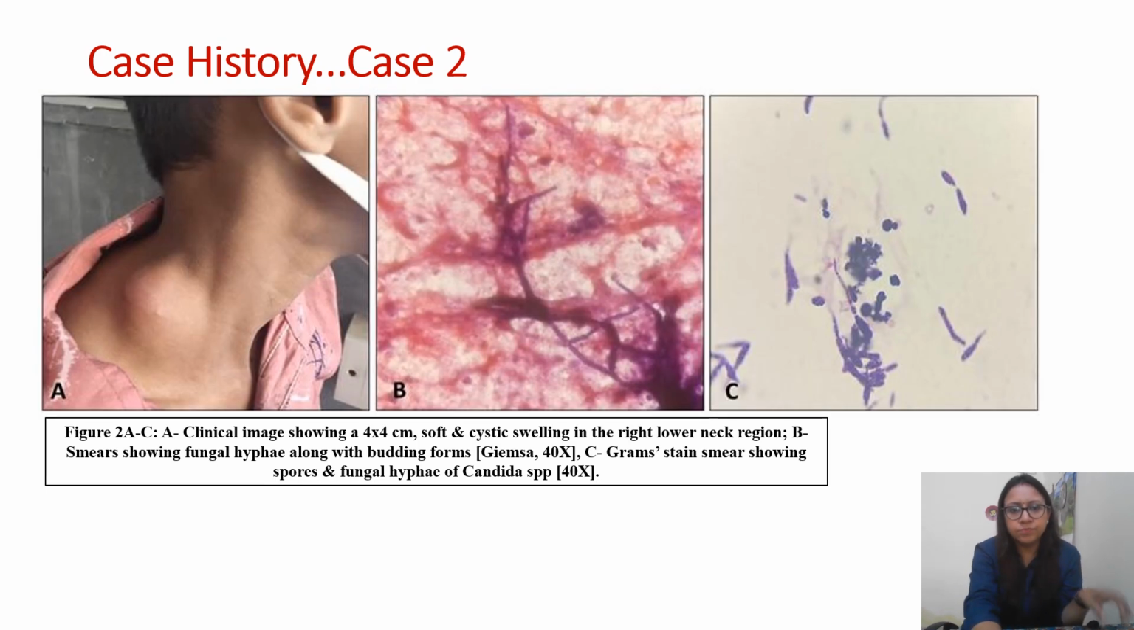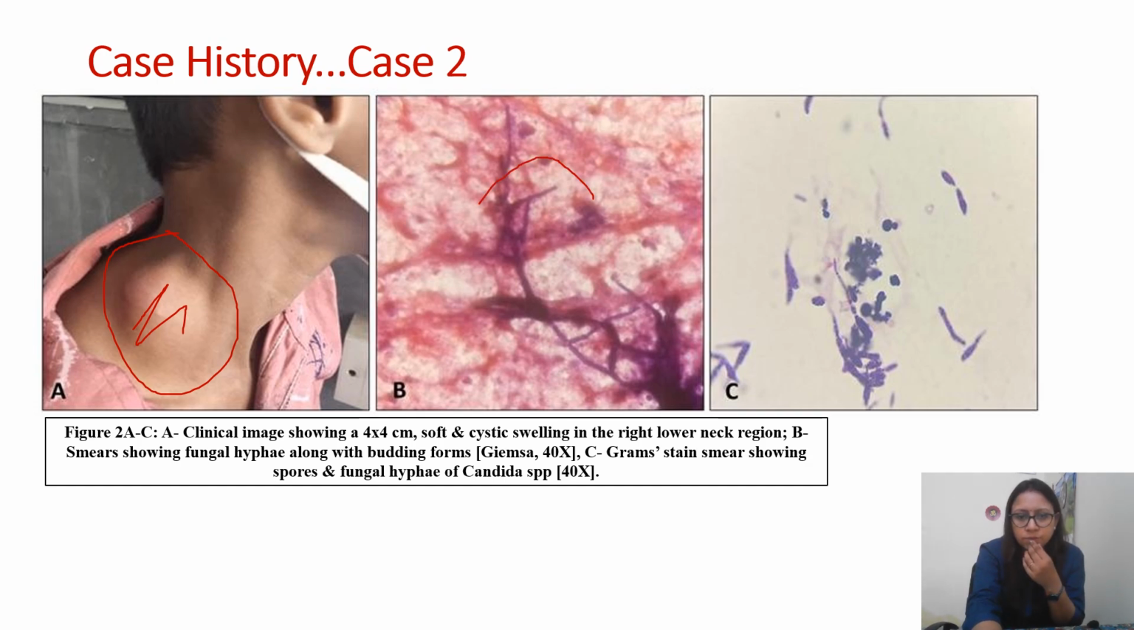So here you see, this is the swelling in the right lower neck of the 10-year-old male child. It was a 4 into 4 centimeter cystic swelling, and the overlying skin was stretched out and light reddish.